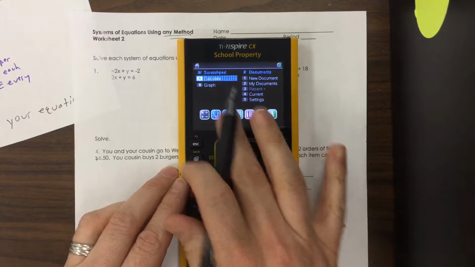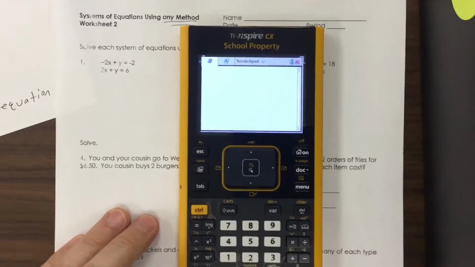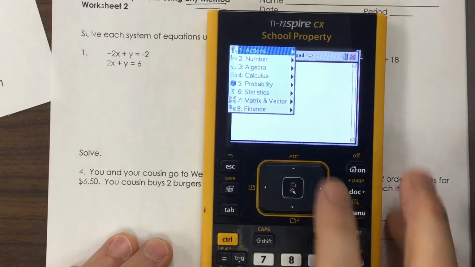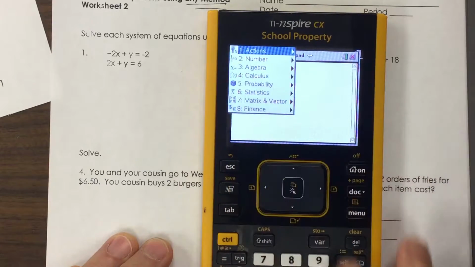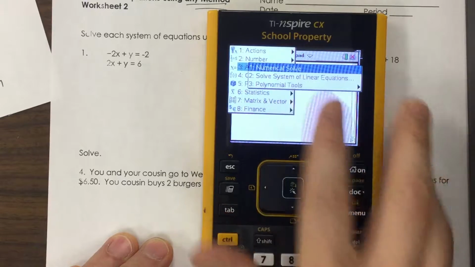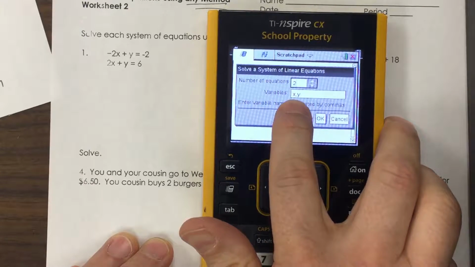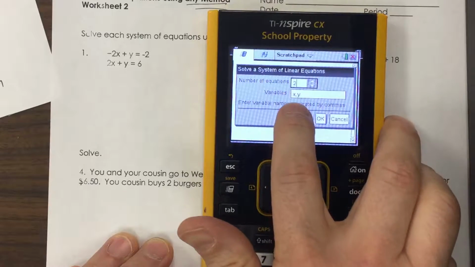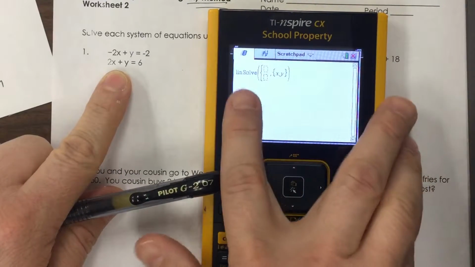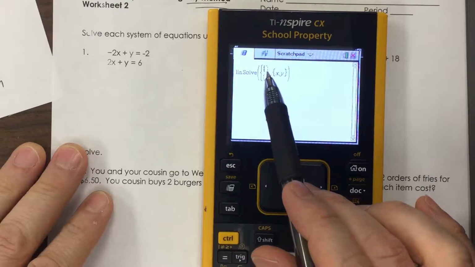So you go to the calculate screen, and I want to go to menu 3.2. Menu 3 is algebra. 2 is solve system of linear equations. We call that LinSolve. Because when you get to this screen and you select your variables, I want two variables, x and y, because that's what I have in my equation. It says LinSolve. So it's not a fraction, it's actually just two boxes.